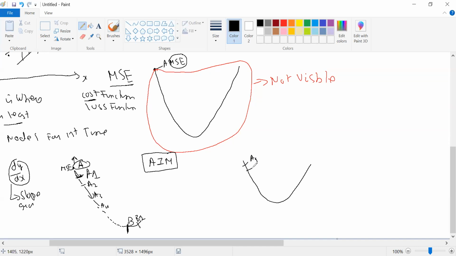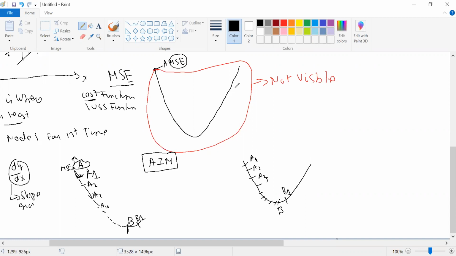So A1, A2, A3. When you travel from A1, A2, A3, do you notice that MSE will keep on decreasing? MSE decrease होता जाएगा. And we are saying lower the MSE, better is the model. So if MSE is decreasing, it means I am getting better and better. So after your point number B, when you move towards your B1, the errors will start to increase. So it would be an indication that my best point has been left behind. Okay.